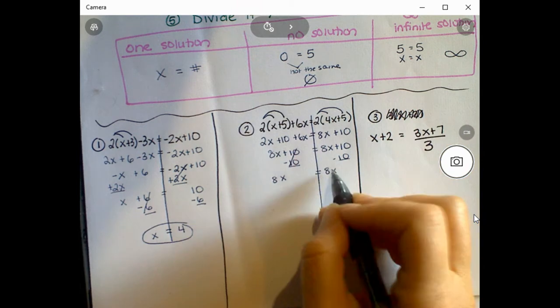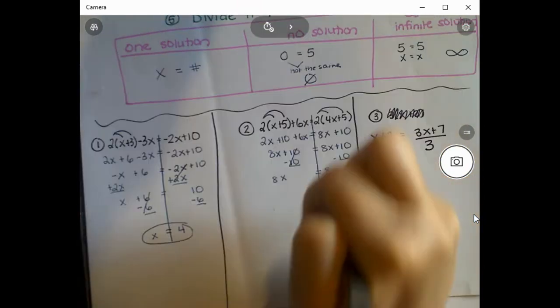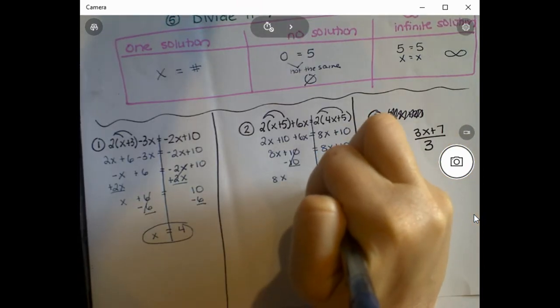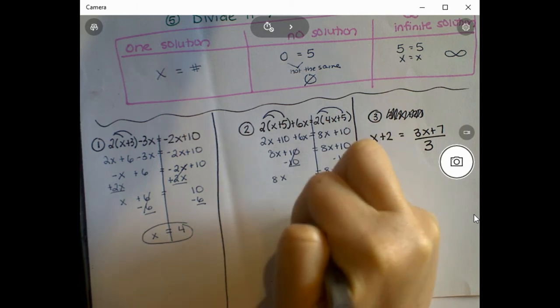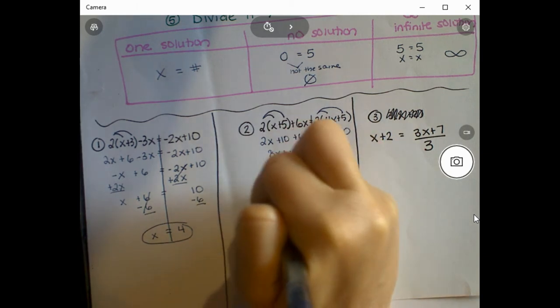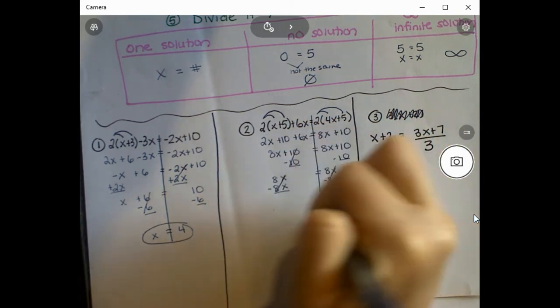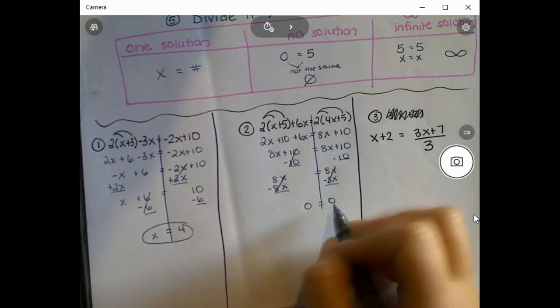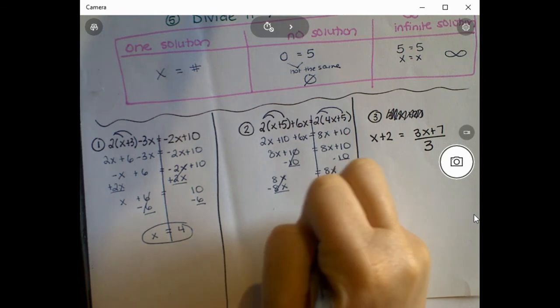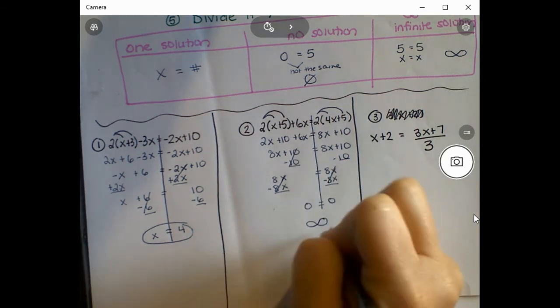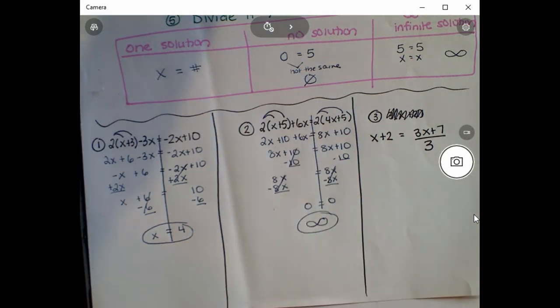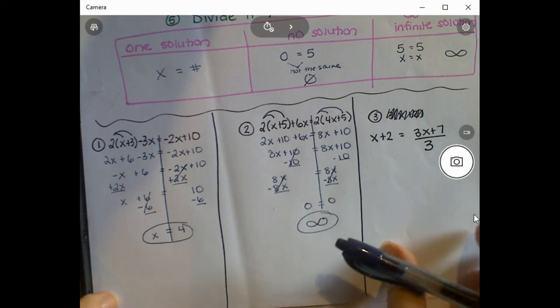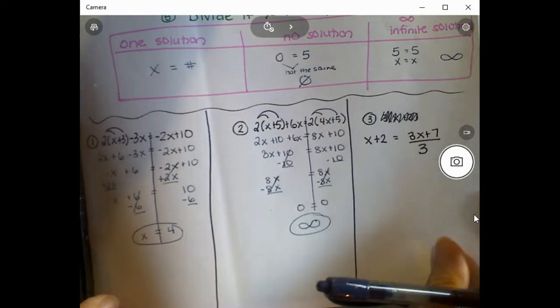We want to move all of the variables together. So we could subtract 8x from this side to move that. That gives us 0. And then we have to do the same to this side, subtract 8x, which also gives us 0. Since 0 equals 0, this has infinite solutions. That's the answer. Any value will work and make this equation true. All right, one more quick example, and then you should go practice.